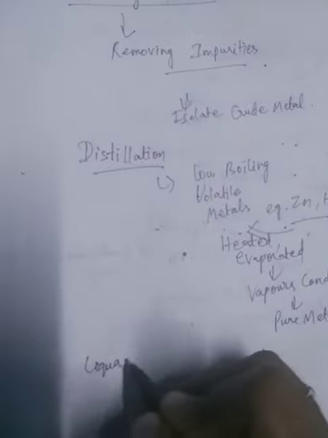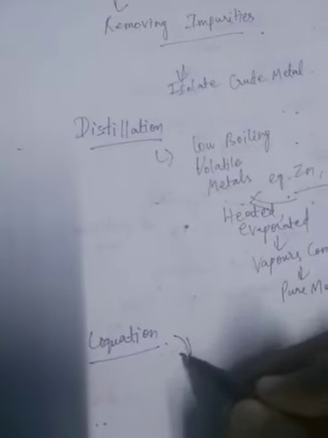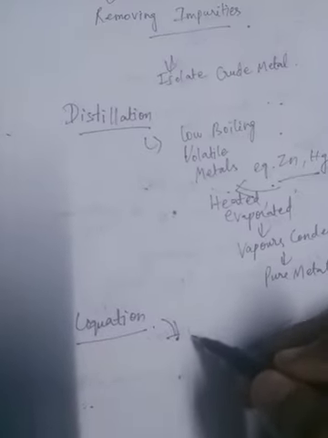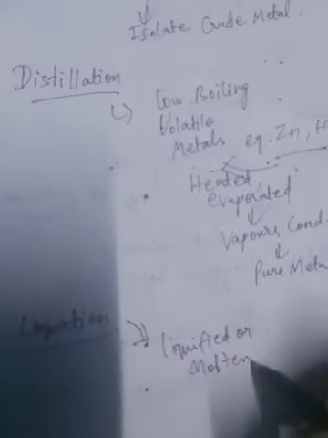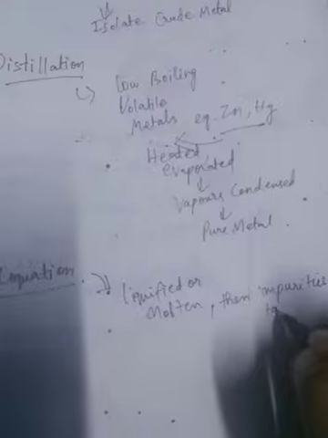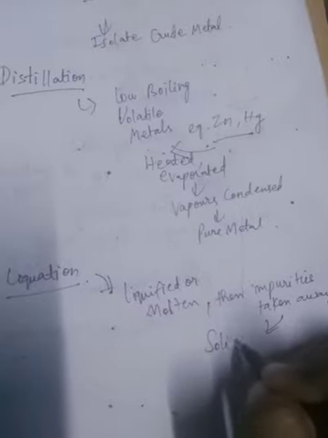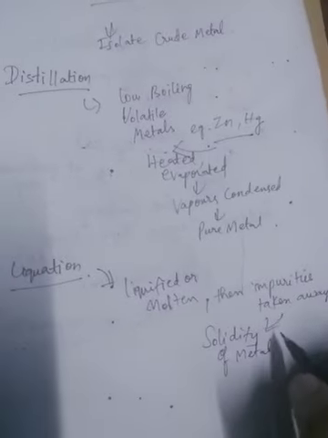Next method is liquefaction. In liquefaction method, the particular solid is first liquefied or molten, then impurities are taken away, and again the metal is solidified. This is the liquefaction method.